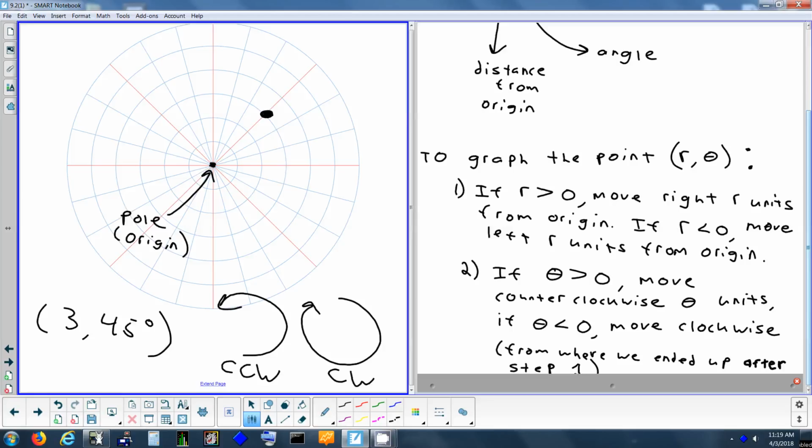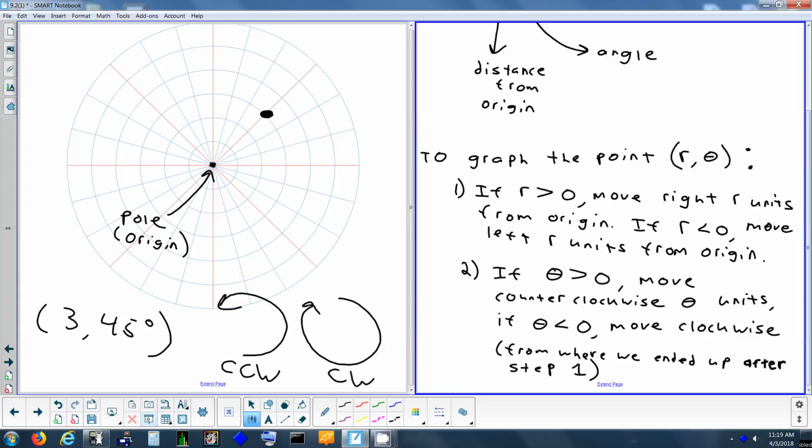So we're just going to practice graphing a bunch of points. This is a positive, positive, and I'll show you everything. Negative, negative, all that stuff. Okay. Any questions on which way to move for R, which way to move for theta?